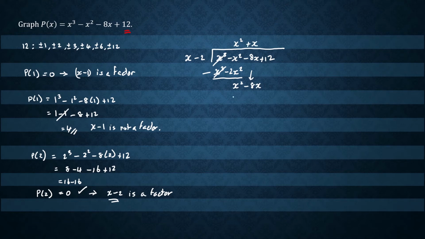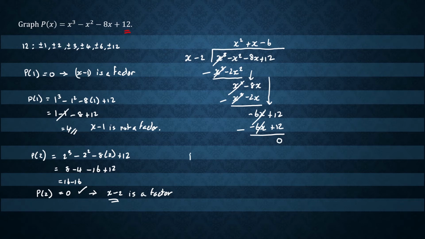So the next term must be x. So x times x is x squared. x times negative 2, negative 2x. And subtract, cancel the x squareds. So negative 8x plus 2x is negative 6x. And then we bring down the 12. So the last term must be negative 6. So negative 6 times x, negative 6x. Negative 6 times negative 2 is plus 12. And subtract, these will cancel. 12 minus 12 is also 0.